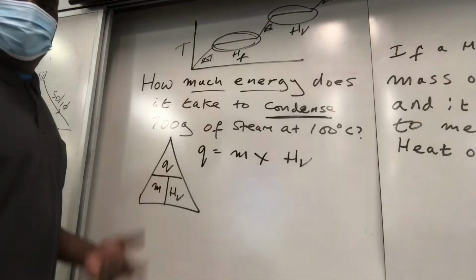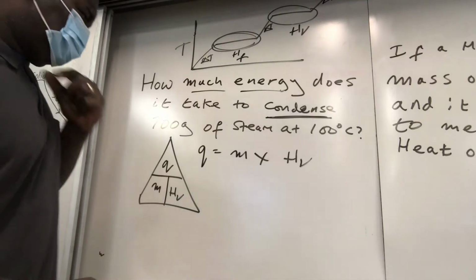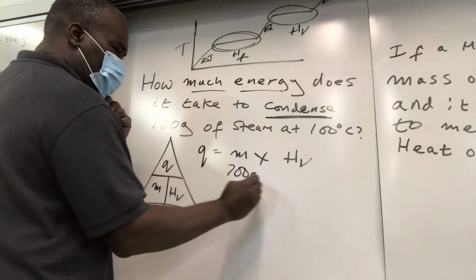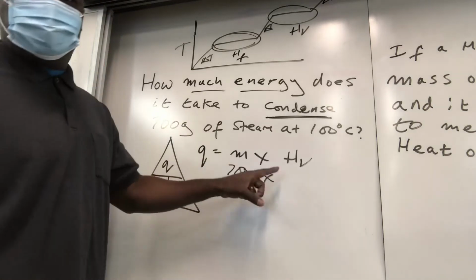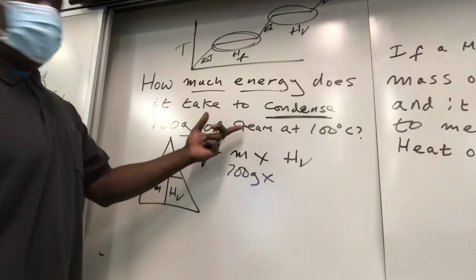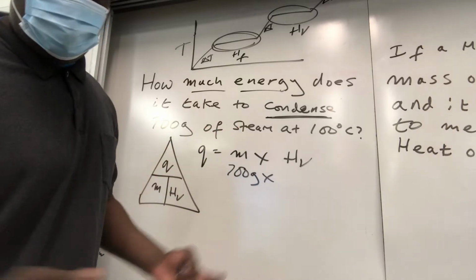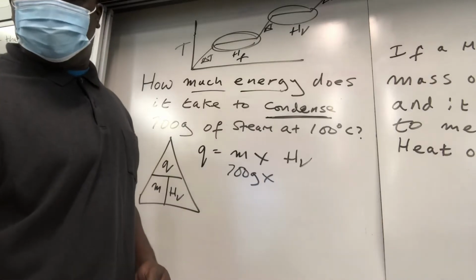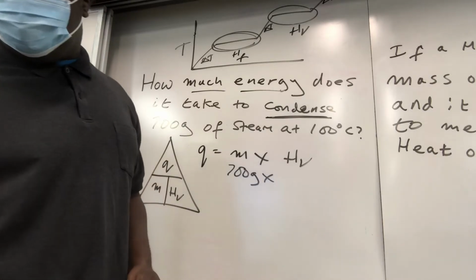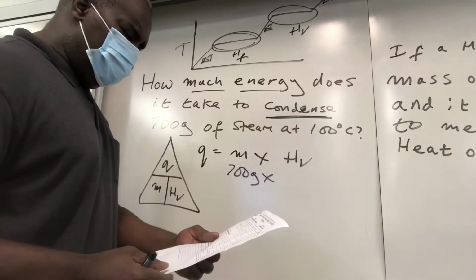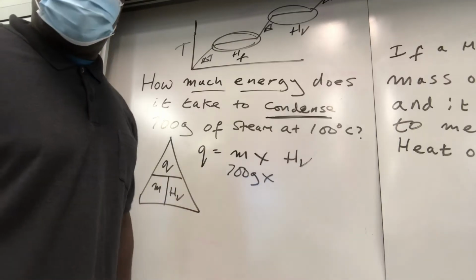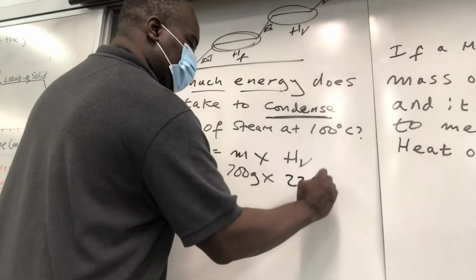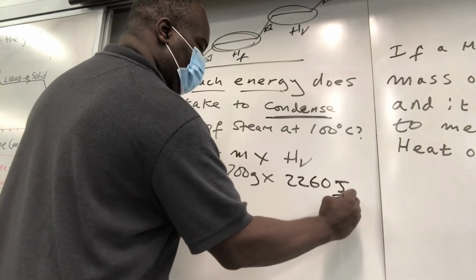All we have to do now is plug the values in. The mass is given to you as 700 grams, and you're going to multiply by the H of V of the substance, which is steam. We know steam simply is water in the gas phase. So you look on your reference tables, on the front, Table B, the heat of vaporization is 2260. After a while, you probably memorize that. So it's 2260 joules per gram.